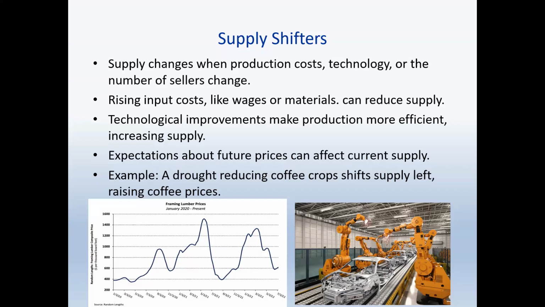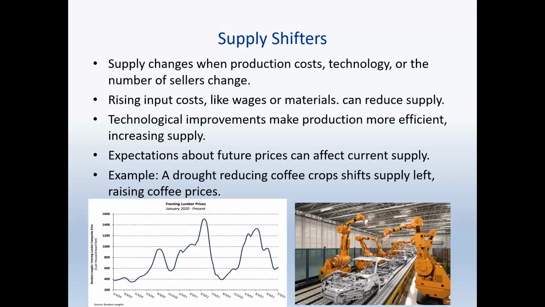And finally, the number of sellers. This one is pretty intuitive. If there are more people selling milk, more dairy producers, then we expect the supply of milk to increase. If there are fewer people selling milk, fewer dairy producers, we expect the supply to decrease.